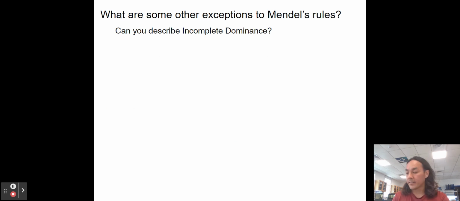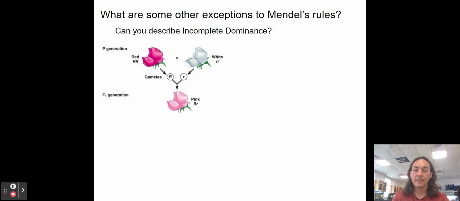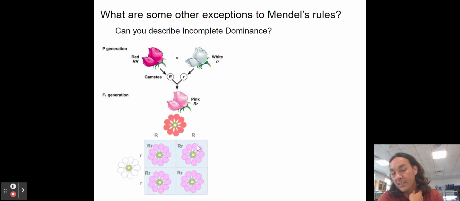All right, what are some other exceptions to Mendel's rules? Can you describe incomplete dominance? So incomplete dominance is, I told you the joke, if you turn in something incomplete, nobody wins. Here, neither the red nor the white protein wins. You instead come out pink. This happens in snapdragon flowers. You might say, well, why is this important to learn, Mr. Gibney? Here I got a red and a white, and it comes out pink.